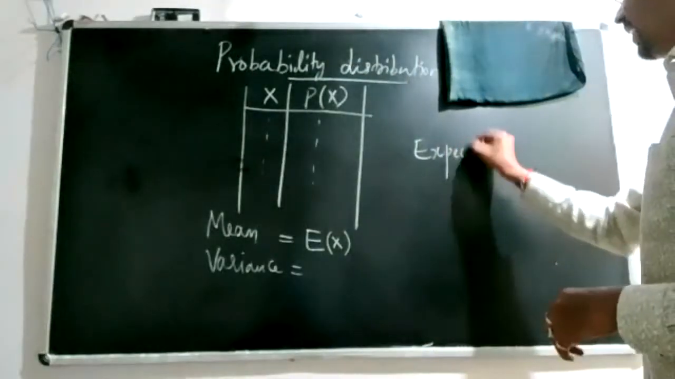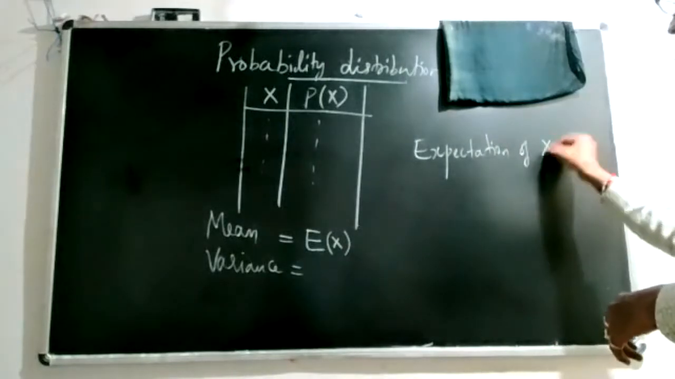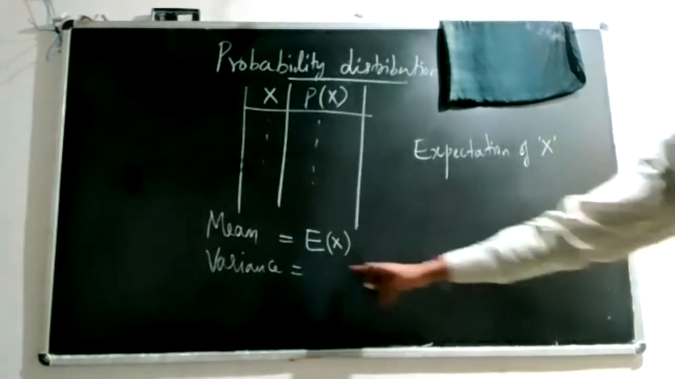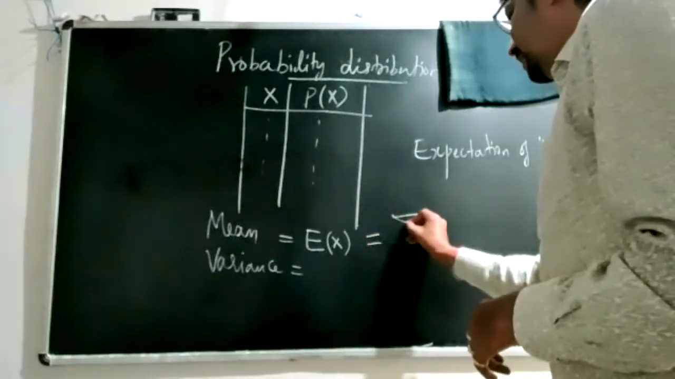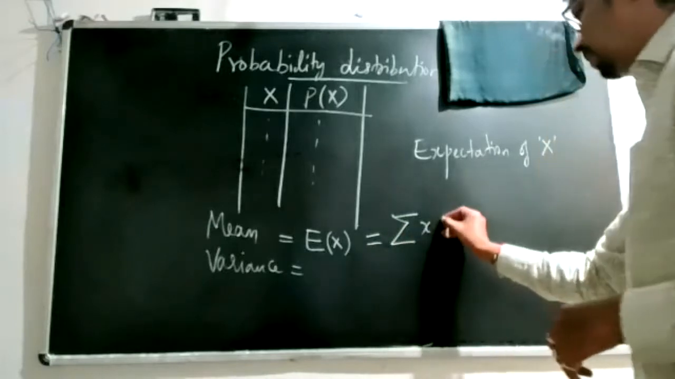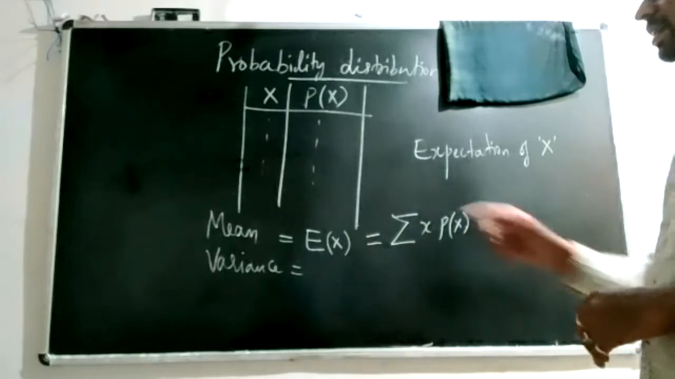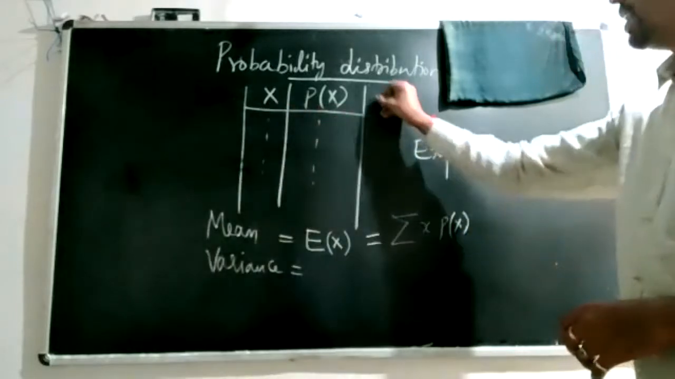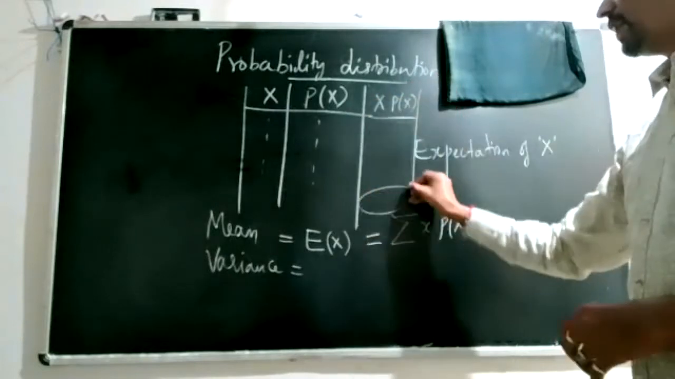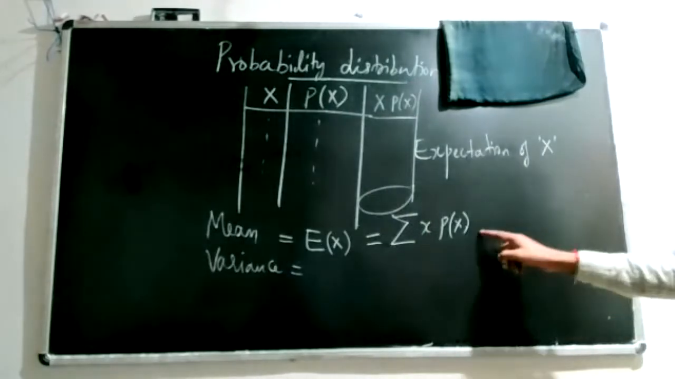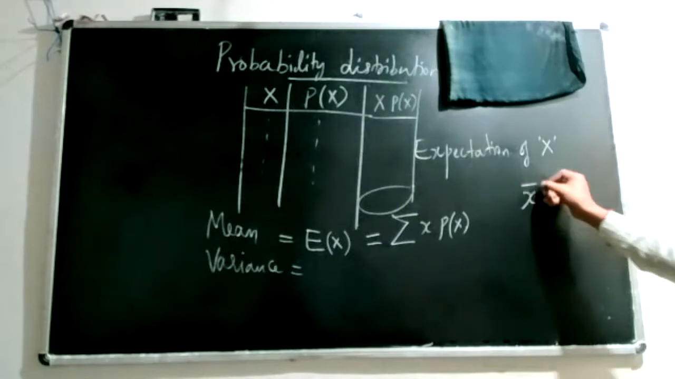Basically it is defined for a function, and the expectation of the simple function x is indicated by E of x. It is defined as the sum of the product of all the values of x along with the probability. So you have x, you have p of x, multiply x and p of x, and obtain the total. Whatever total you observe, that comes to be the value of the mean of the distribution. That is again based on the definition.